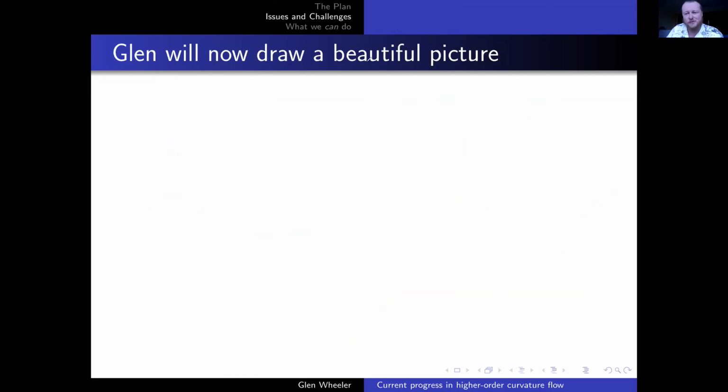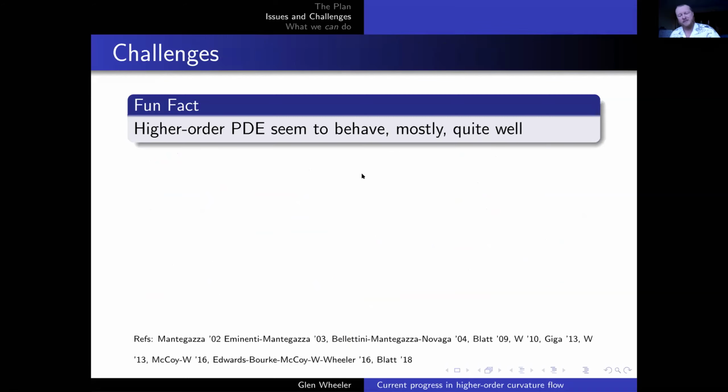So I'm going to clear off all my graffiti, and I'm going to go back to my slides. Okay, the next fun fact, which is just as fun as the last one, is that higher order curvature flow and higher order PDE in general seem to behave mostly quite well. We just have a lot of trouble proving it, and we have a lot of trouble creating tools to prove that.